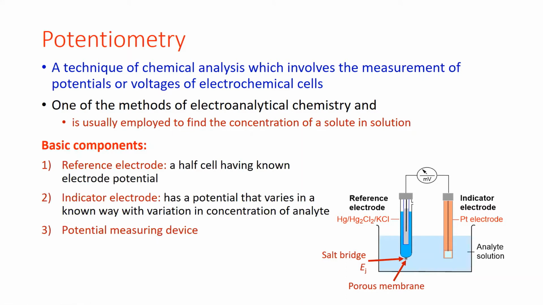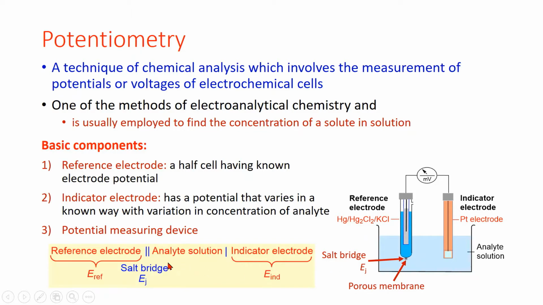Basic components are reference electrode, indicator electrode, and potential measuring device. This is the reference electrode, then salt bridge, analyte solution, and indicator electrode. Potential is measured as E cell is equal to E cathode minus E anode. In this session, we will discuss reference electrodes.